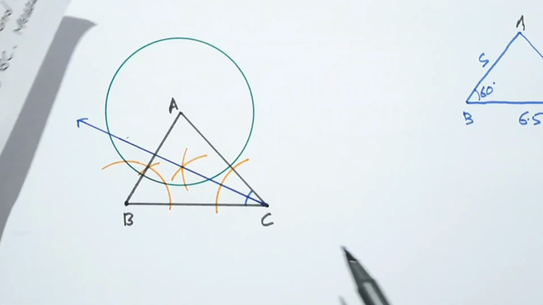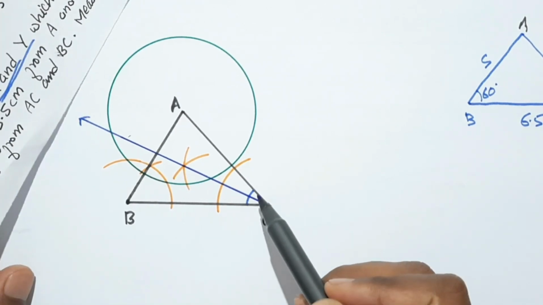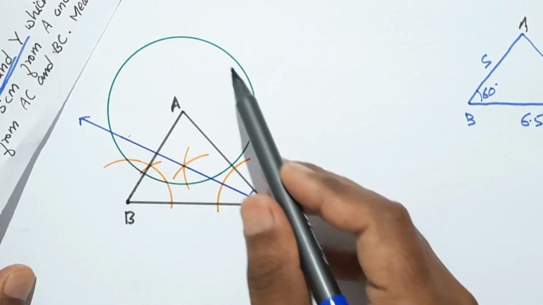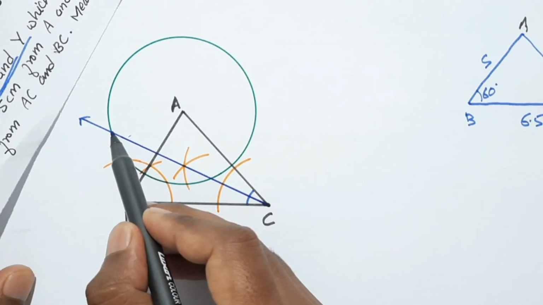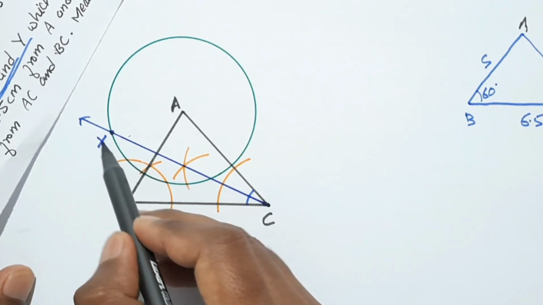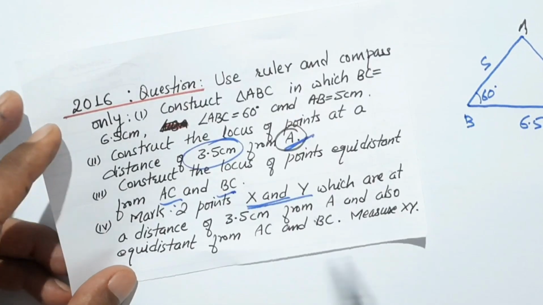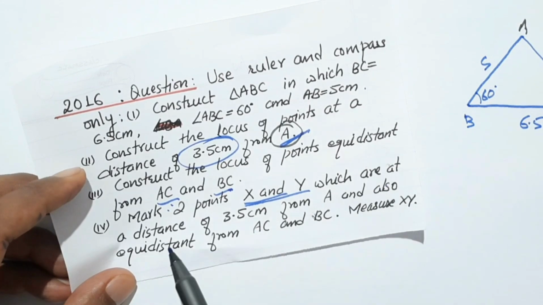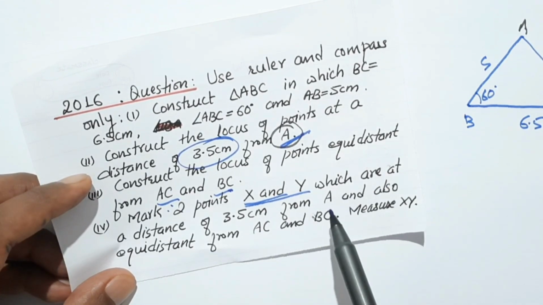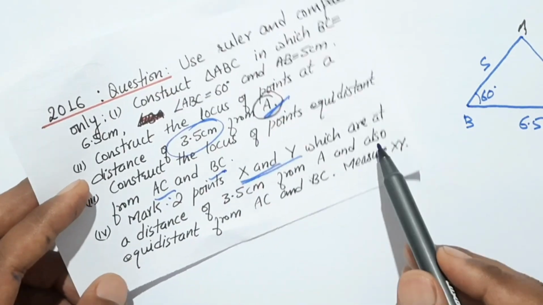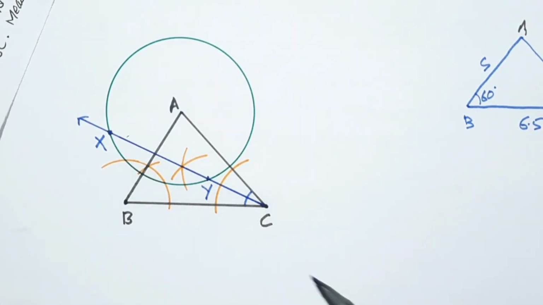That means we have to mark the points which are the intersection of the angular bisector and the circle. So these are the points. The first point is this, let us mark this as X, and this second point as Y. According to this question, X and Y are at a distance of 3.5 centimeter from A, which means these 2 points lie on the circle. As well, these are equidistant from AC and BC, which means these points must lie on the angular bisector also. That's why these are the points X and Y.